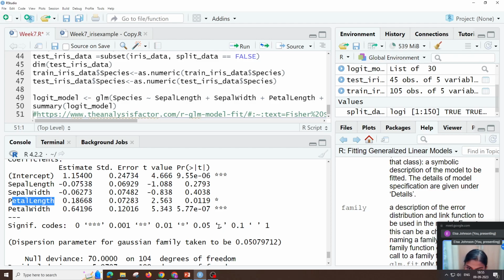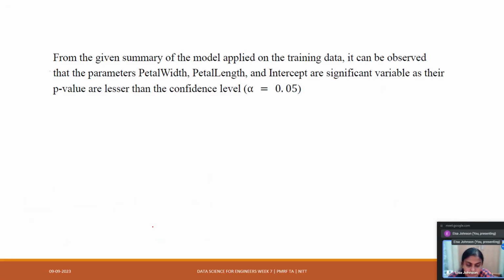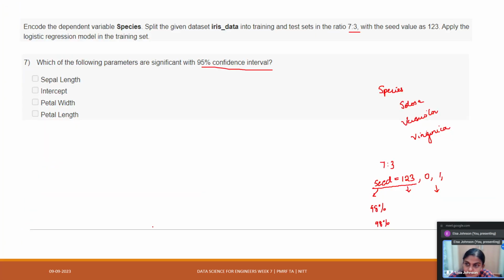Sepal width is not significant at that level. It has very low significance, and sepal length also has low significance. Intercept has significance. So in this case, petal width, petal length and intercept, all these three you can give as the answer. Are there any questions on this one?